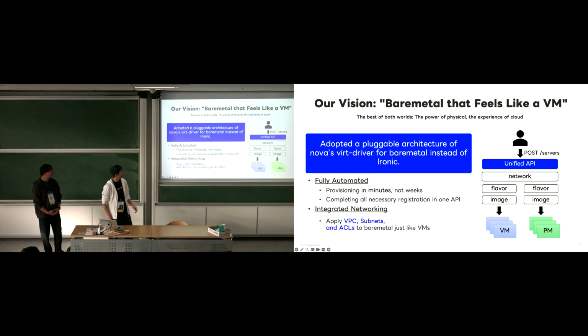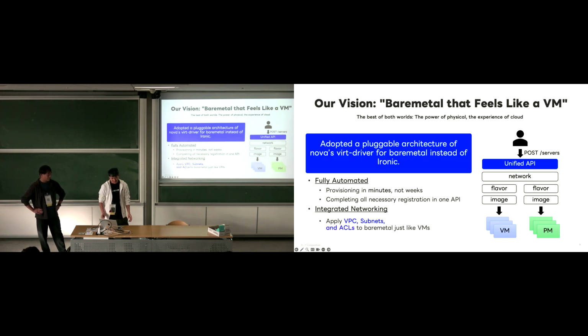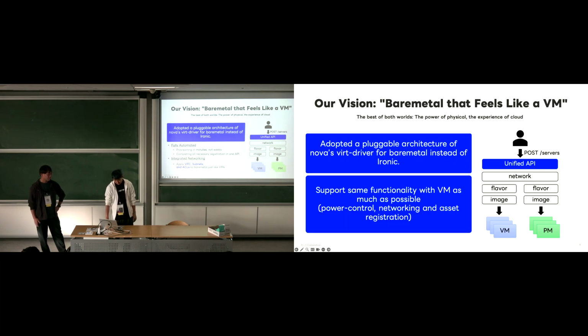Of course we really wanted to use Ironic. However, we already have an internal provisioning tool for our existing system, so we decided to adopt a pluggable architecture of Nova's BART driver for Baremetal instead of Ironic, and support functionality equivalent to VMs as much as possible in power control, network, and asset management.